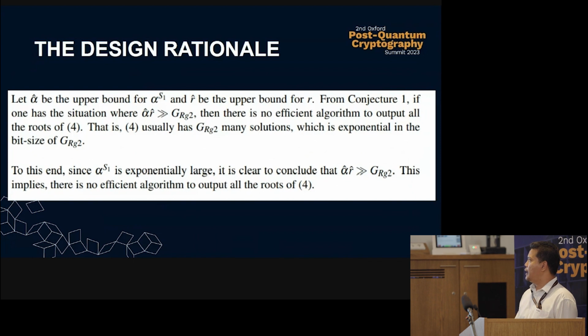So let alpha hat be the upper bound for alpha S1 and R hat be the upper bound for R. If alpha hat multiplied by R hat is much larger than rho2, there's no efficient algorithm to output all the roots. So to this end, alpha S1 is exponentially large. It is clear to conclude that this occurs. This implies there's no efficient algorithm to output all the roots of 4.